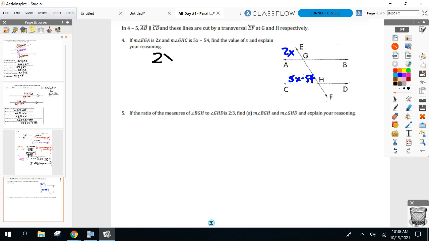All right, that's how I'm going to set up my equation then. 2x equals 5x minus 54. Negative 3x equals negative 54. You guys got x to be 18. I did not have to plug it in. It just said find x. Now explain.